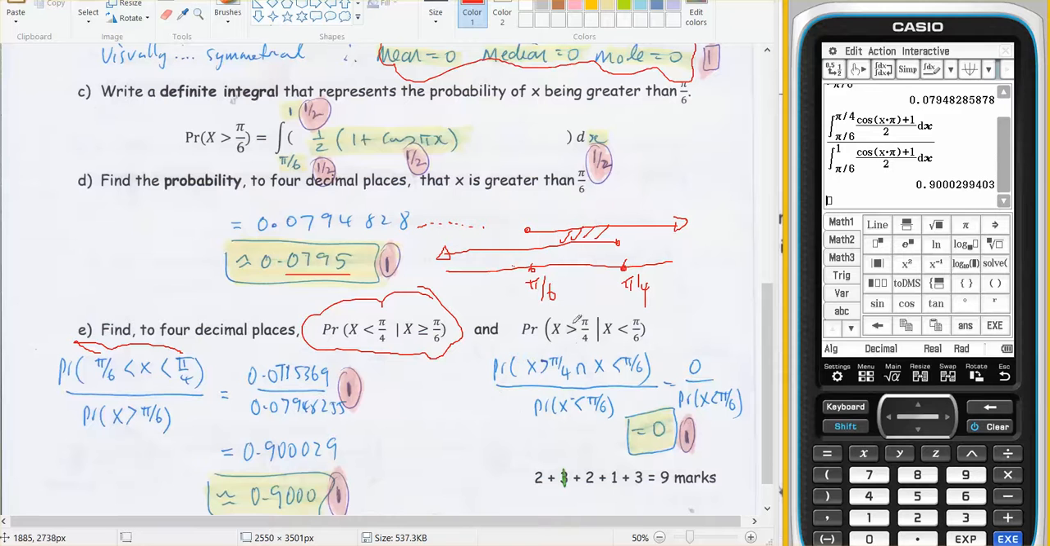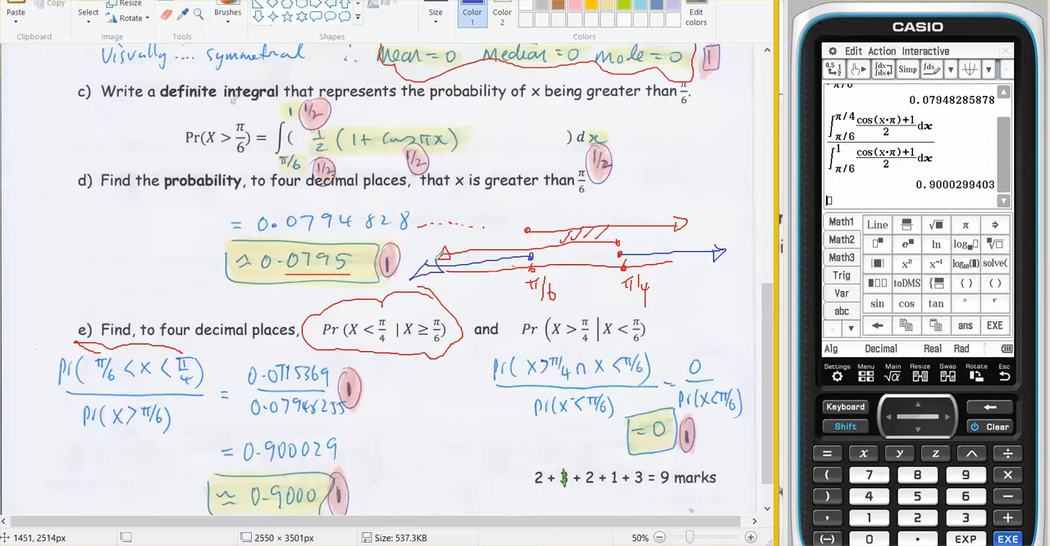And the second part, I want the probability that's bigger than pi on 4, given that it's less than pi on 6. There is no intersection area, so I get a 0, therefore the probability equals 0.